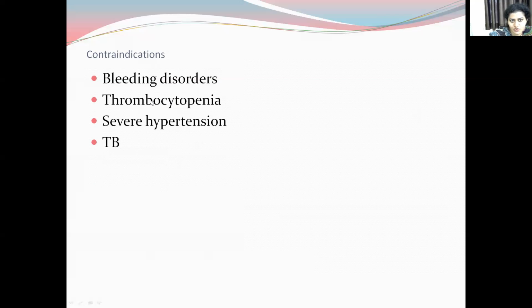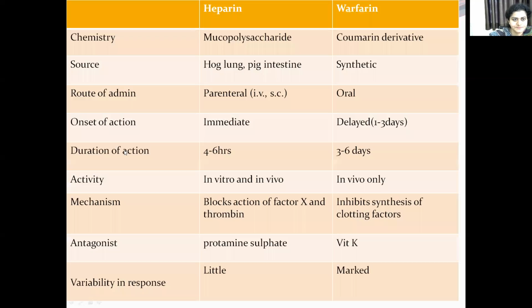So there is a risk of thrombocytopenia. So any blood disorders or the patient having a low platelet count, these drugs cannot be given. In case of severe hypertension, this drug is contraindicated, and in case of tuberculosis also, these drugs are not given because there is risk of hemoptysis, that is blood-tinged sputum. So the contraindications are bleeding disorders, thrombocytopenia, severe hypertension and tuberculosis.